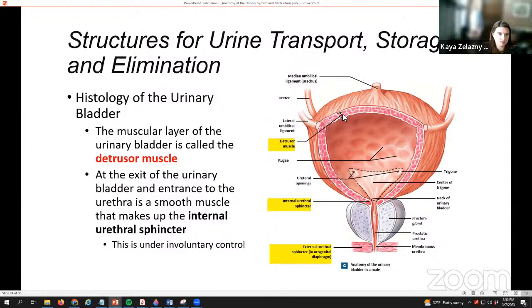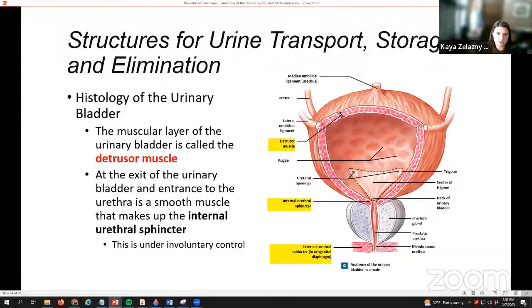And then as we're leaving the bladder, we're going to have an internal and external sphincter. Okay, sphincter is going to contract. It's like a circle muscle. So when it contracts, it gets smaller, the circle gets smaller. So it essentially cuts off urine, stops you from peeing. If it were to relax, it would open up the urethra, allowing you to urinate. Okay. So those are our urethral sphincters.